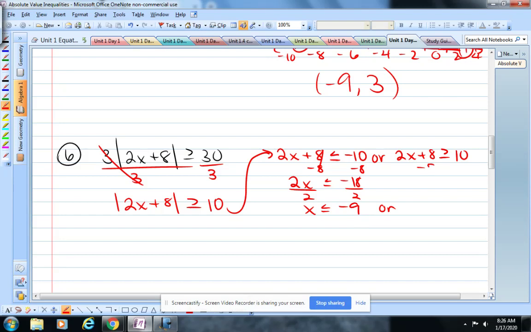Same steps on the other. You're going to subtract 8. This time 10 minus 8 is 2, so 2x is greater than or equal to 2. Then what? And x is greater than or equal to 1. Can you just wait and let me draw my number line? Just give me a second. All right, y'all finish the number line and do an interval notation. I'll come check this out.